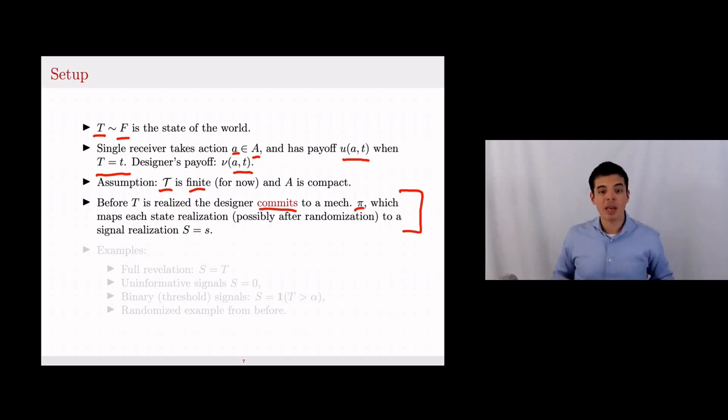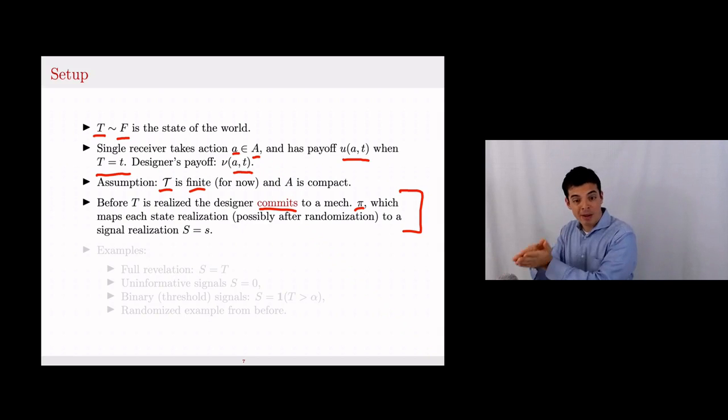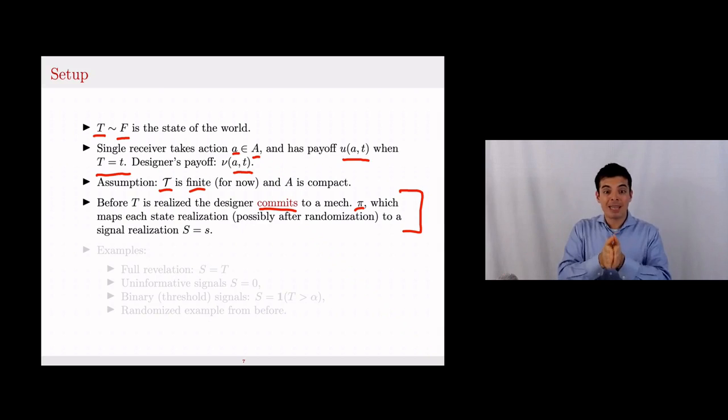That's not allowed. So commitment says that before the state is realized, you choose your mechanism, you choose what signals to send for which state realizations, and again, randomization is allowed. And once the state is realized, the signal is produced in a way that's consistent with the mechanism that the designer committed to. So this is an assumption, and we'll comment more on it. This is an important assumption.